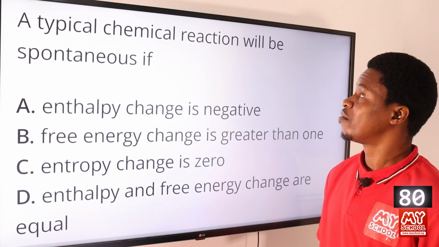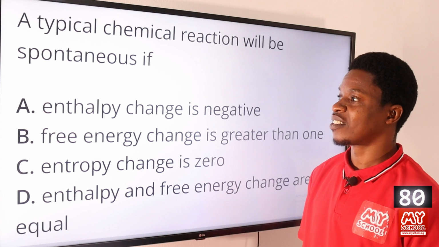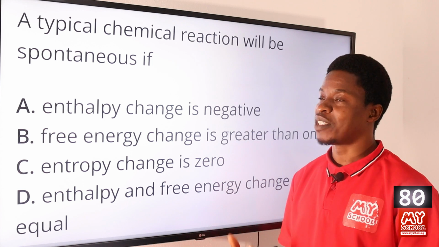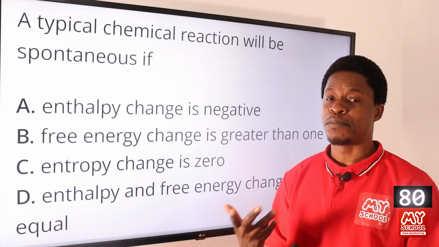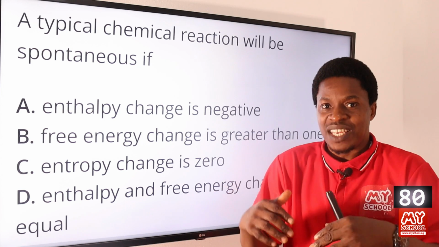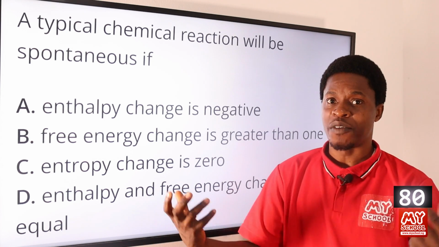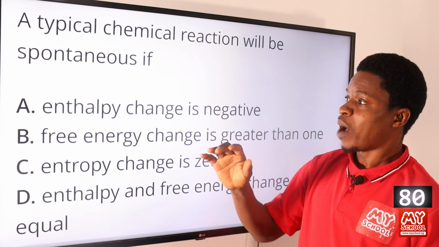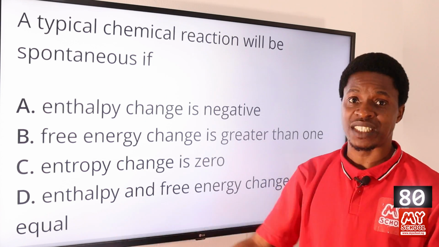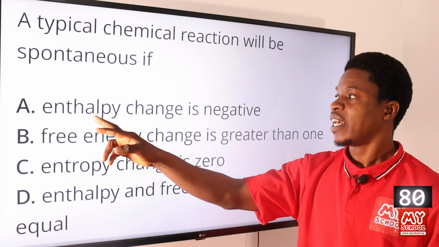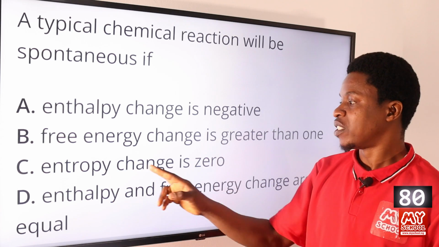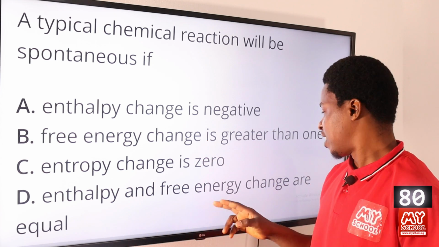A typical chemical reaction will be spontaneous if what? When we talk about spontaneity of a reaction, it means that the reaction can actually take place on its own, without any external source of energy applied to it. So a typical chemical reaction will be spontaneous, can be rapid, can take place on its own if what? Enthalpy change is negative, free energy change is greater than 1, entropy change is 0, enthalpy and free energy change are equal.